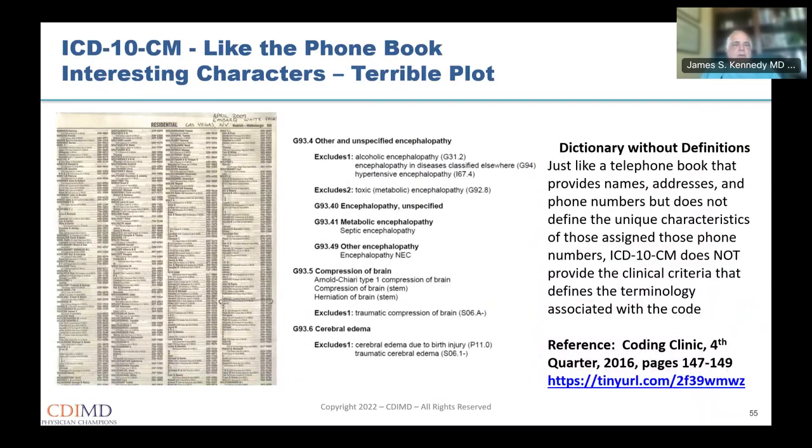should be reporting. Unfortunately, ICD-10 is like a telephone book. Lots of interesting characters, terrible plot. It is a dictionary without definitions. It has terminology, it has letters and numbers that go with those terminologies, but it doesn't define the characteristics of these entities. So this is something that you will have to get other definitions from, because notice that there's no definitions of the terms that are listed in these. These are going to have to be determined by the doctor and negotiated by the coding and CDI department in this light.